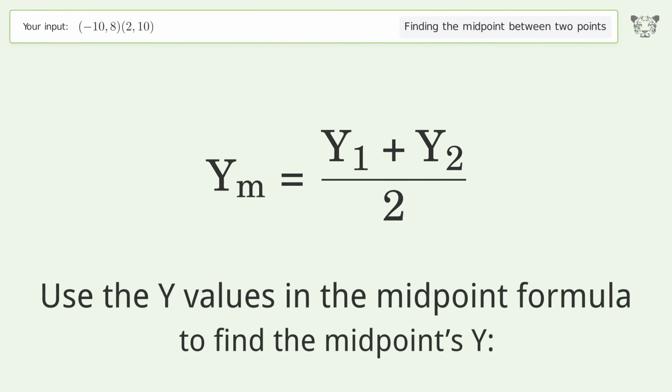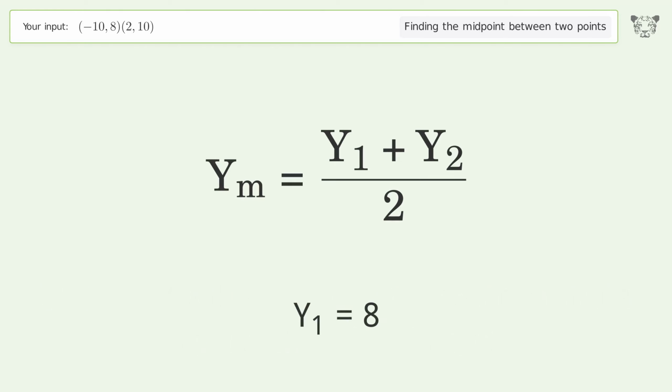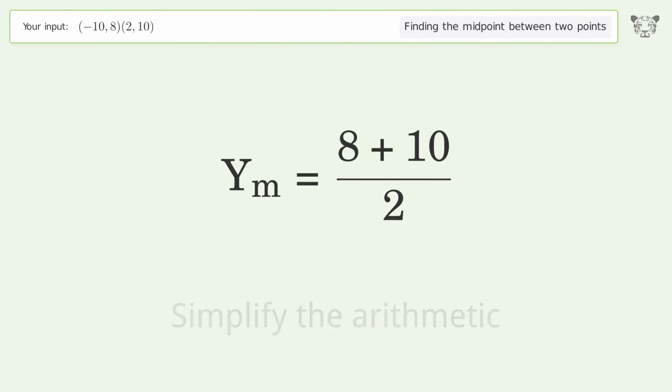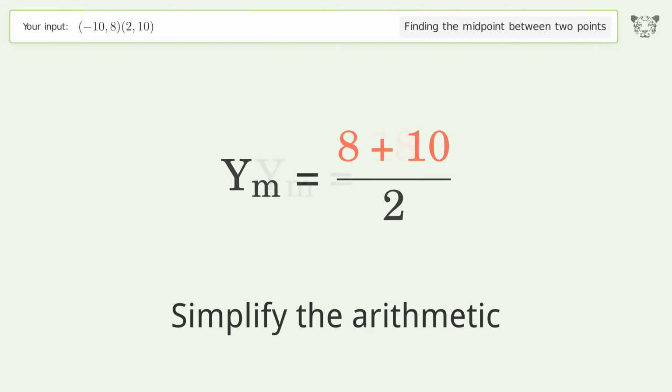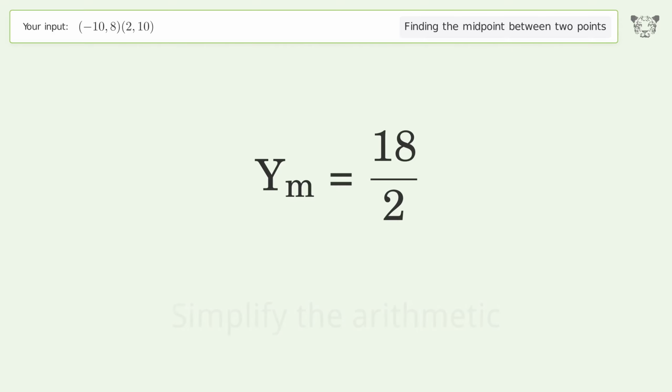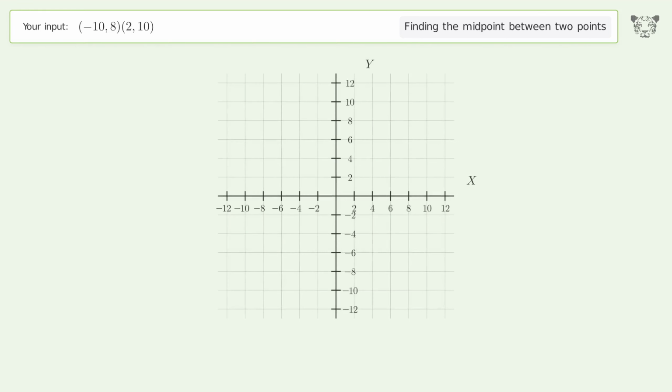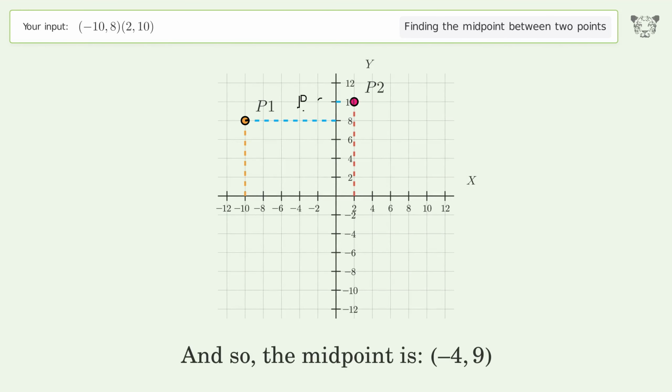Use the y values in the midpoint formula to find the midpoint's y. y1 equals 8. y2 equals 10. Simplify the arithmetic. And so, the midpoint is -4, 9.